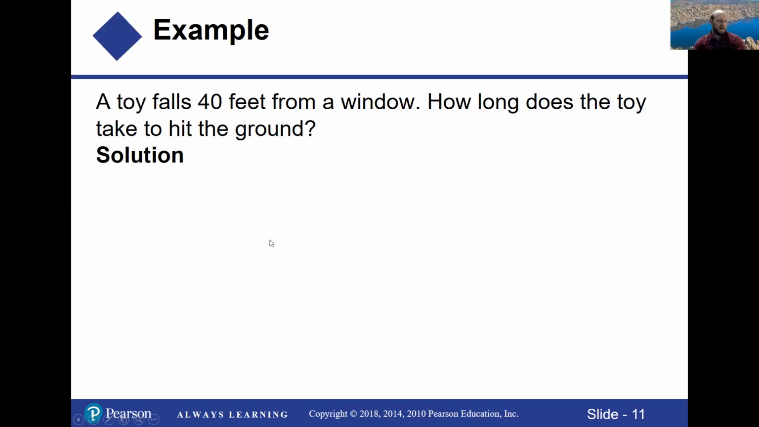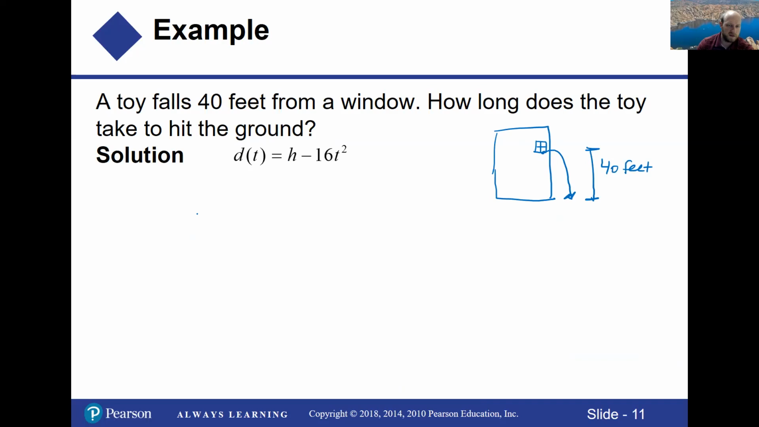So if a toy falls 40 feet from a window, how long does it take for the toy to hit the ground? Okay, so you could have this taller type of building right here. You have, let's say, this window. You have a toy that's on the window and it falls to the ground. Okay, and this distance right here is 40 feet. We want to know how long it takes for the toy to fall to the ground.